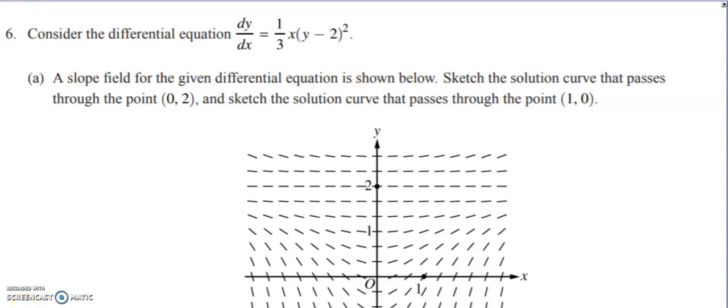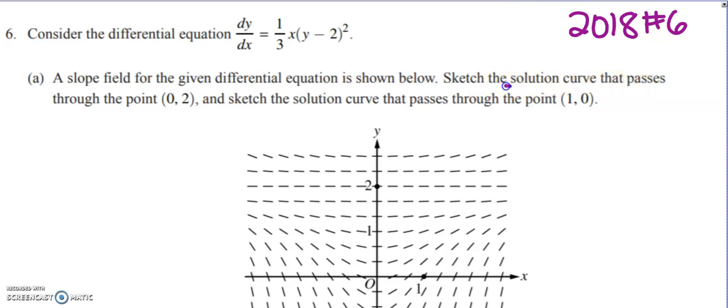Right, so here's 2018 number 6 for your recap. It says consider the differential equation dy/dx equals 1/3 x times (y minus 2) squared. So this is representing the rate of change of y with respect to x is equal to this product. A slope field for the given differential equation is shown below. So they already did the picture for you.